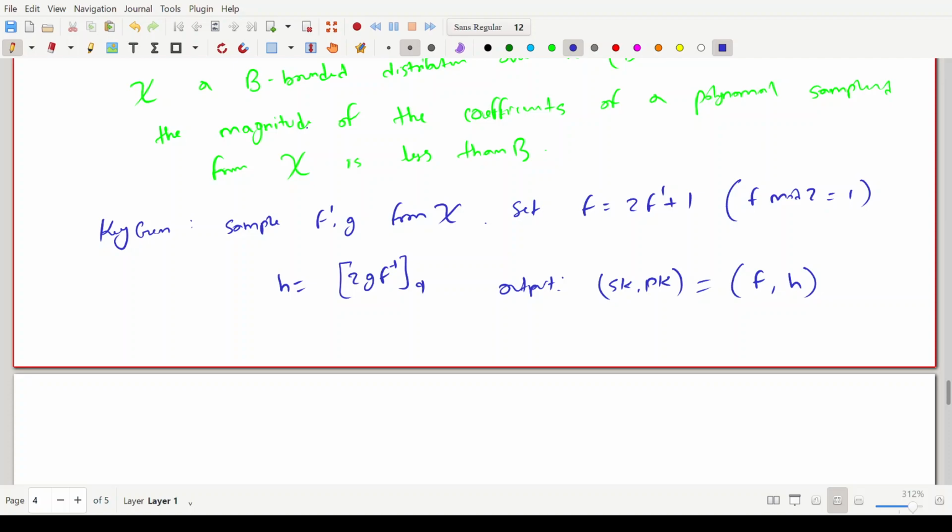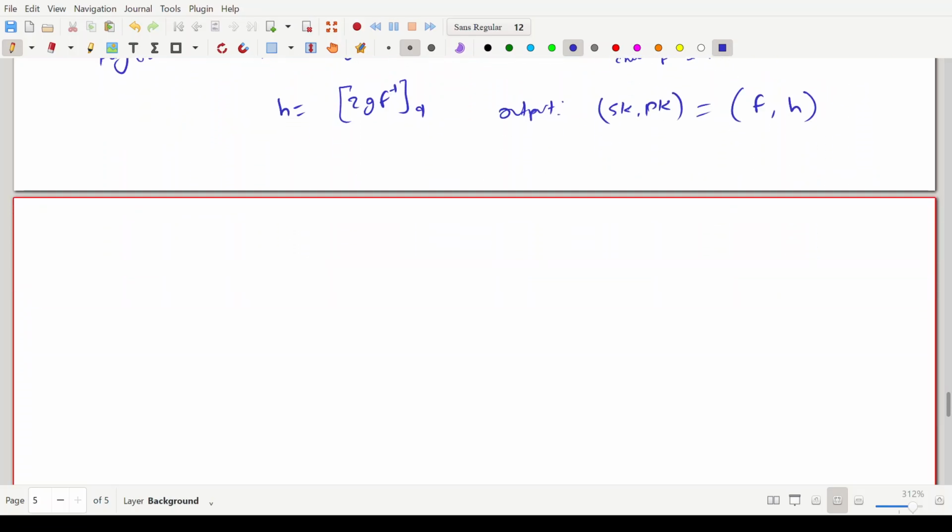I sample two polynomials from this chi, and then find f equal to 2f' plus 1 and check whether f inverse exists or not. If not, then you have to again find some f' such that this is true, and then find h, which is 2g f inverse modulo q. And what is my secret key? This f is my secret key. And what is my public key? I have this h as my public key. Okay, this was key generation.